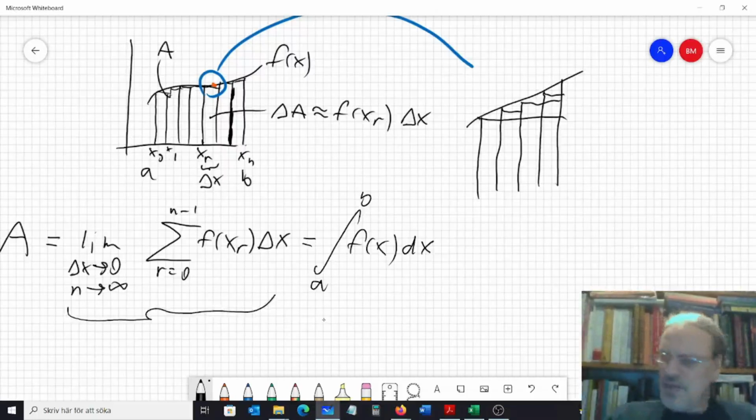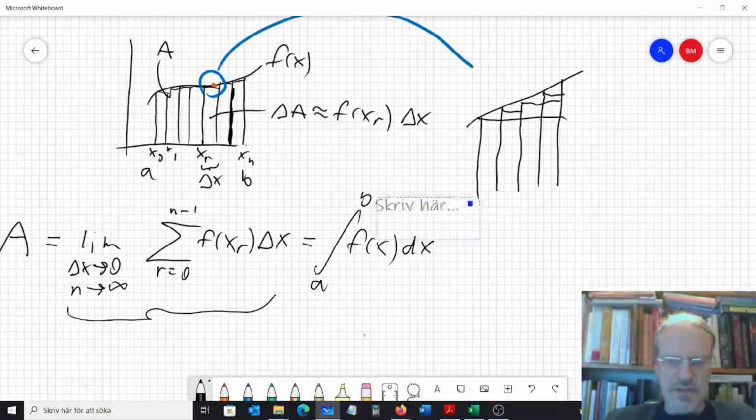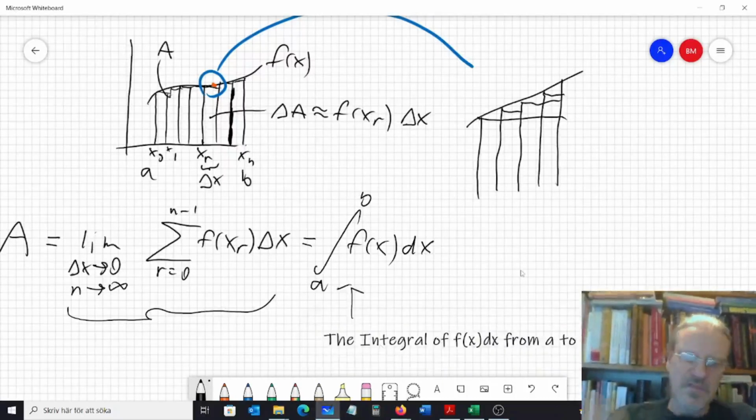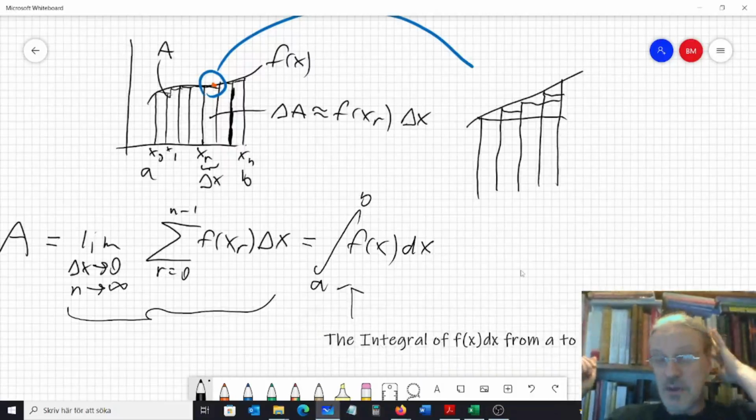And we have a name for this. We say that this is the integral of f of x with respect to x, or dx, from a to b. That is a way to express this. This is a particular type of integral which is called a definite integral.